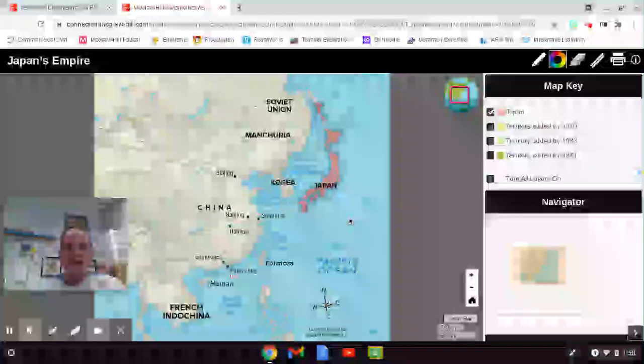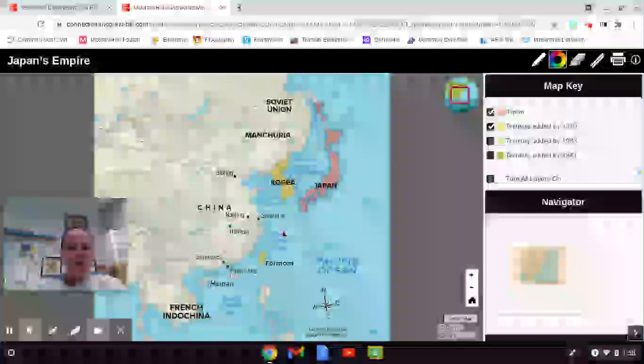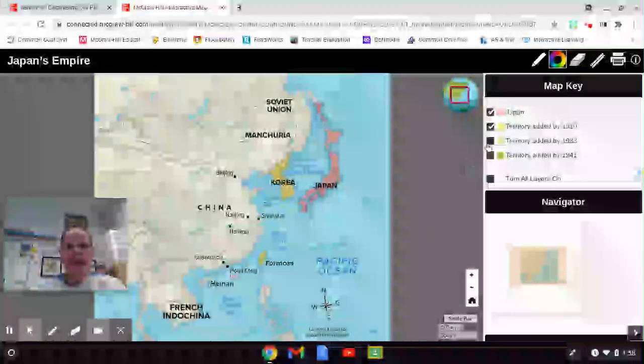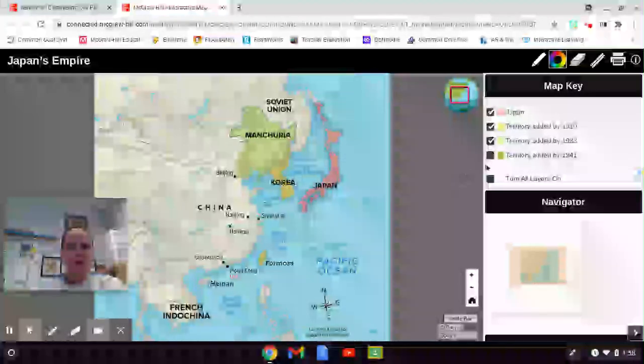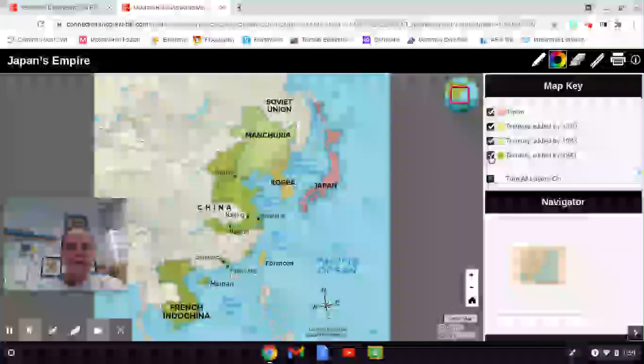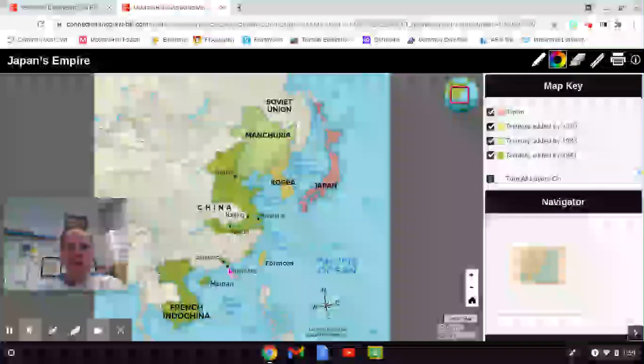Then territory added by 1910. So you can see this little bit of territory in Korea. And down here on this island. Then territory added by 1933 adds in Manchuria here. And then territory added by 1941. You can see all of this territory that Japan had conquered to add to get land and resources for itself.